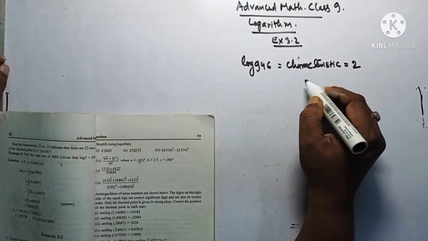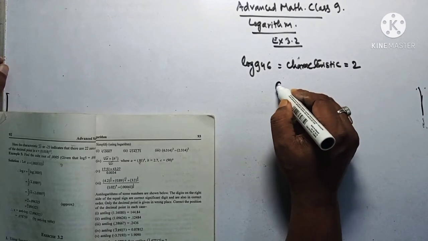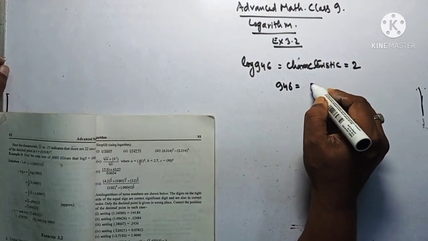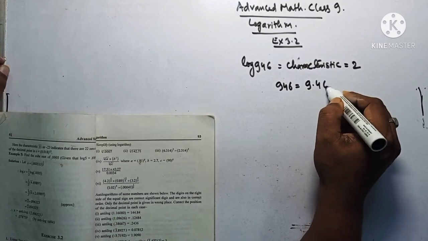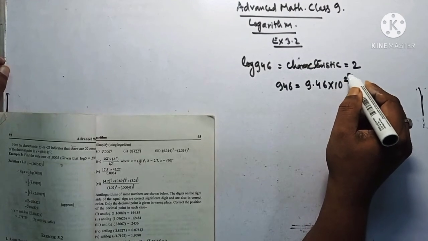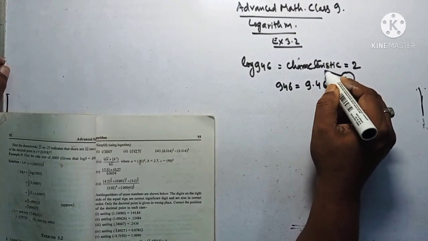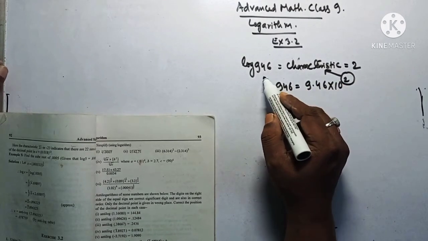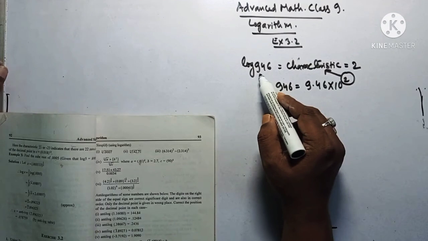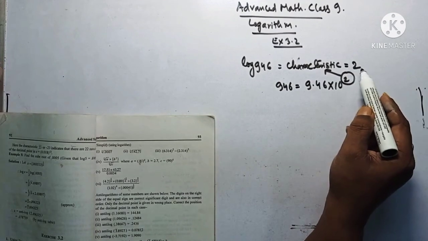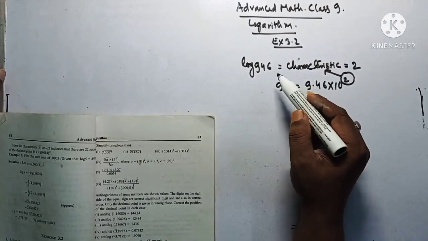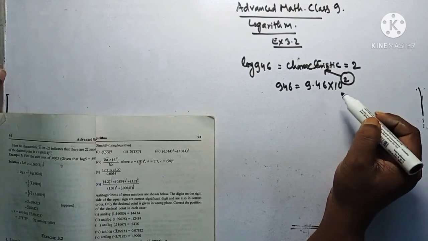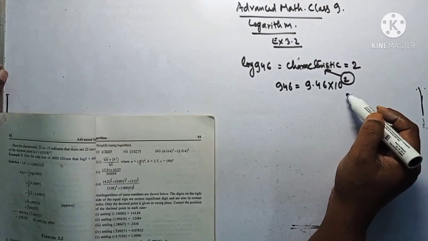Actually, what is the characteristic? If you represent 946 in standard form, it will be 9.46 into 10 to the power of 2. This is your characteristic. So in short form, we do it like this: there are 3 digits, so 3 minus 1. Always subtract 1. 3 minus 1 is 2. This is the characteristic.